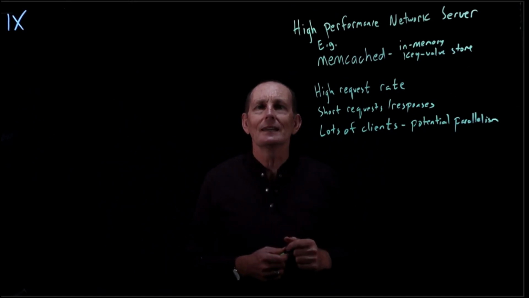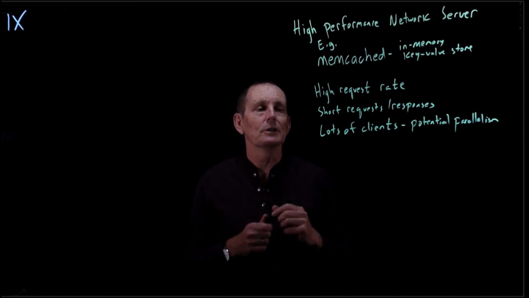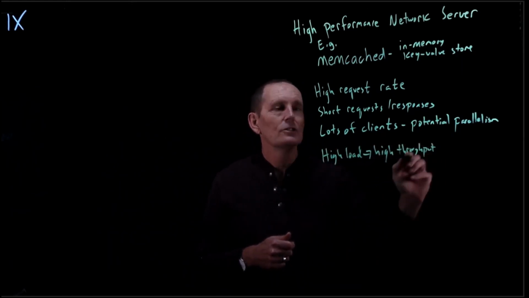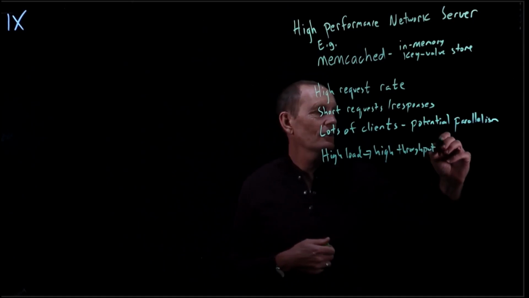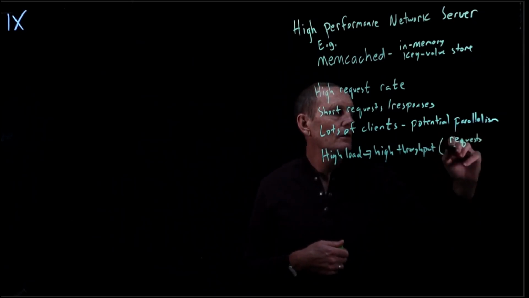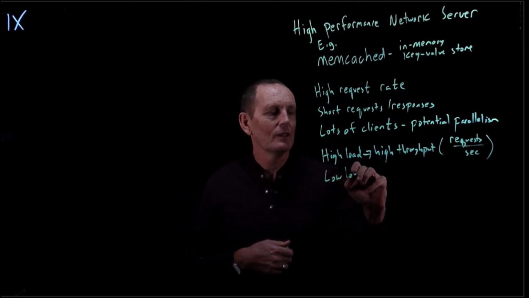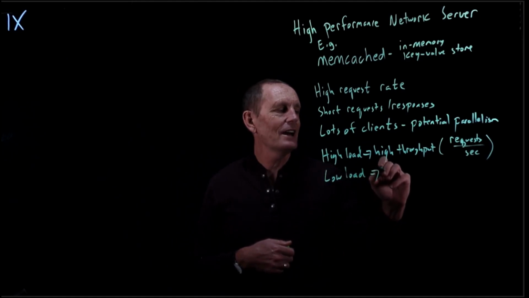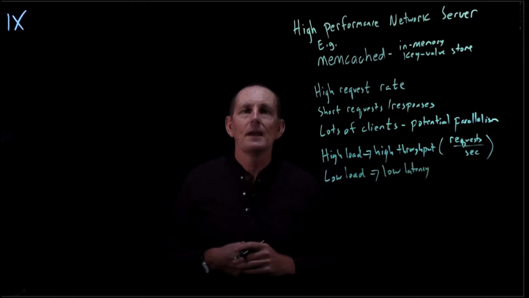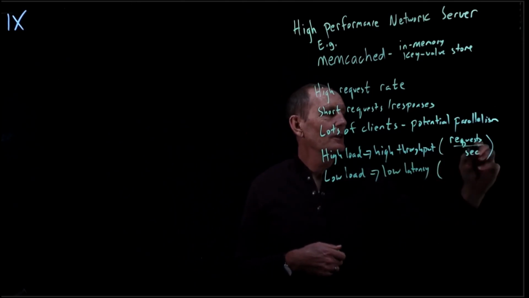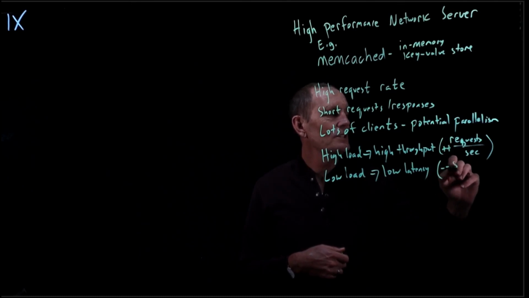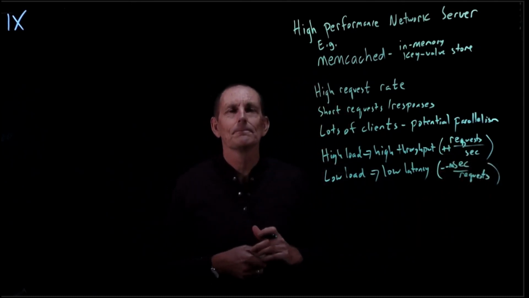What we'd like is, if there's high load, we want a high throughput. So we want to be satisfying lots of requests per second. That's what we would in fact be measuring, and we want that to be big. When there's low load, our goal is to have low latency. So we want big requests per second, and here we want to decrease seconds per request. Or let's make it better, let's look at something like milliseconds per request.